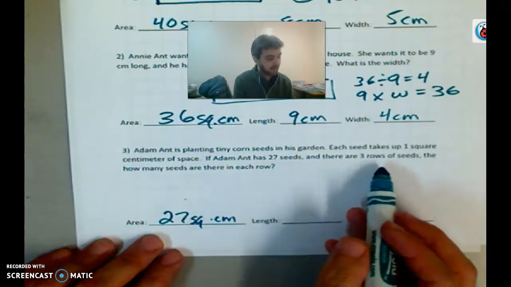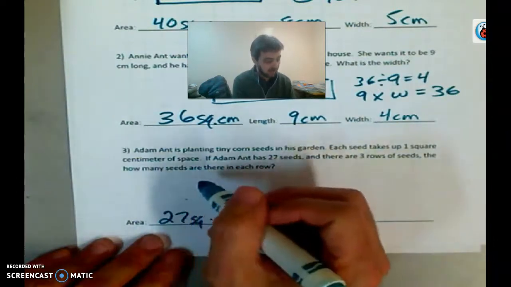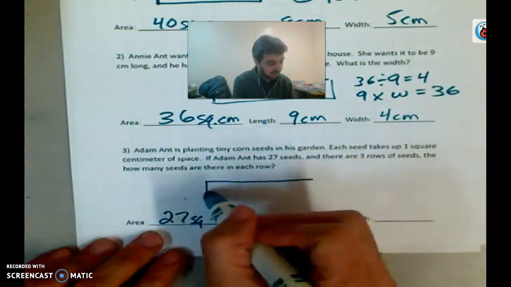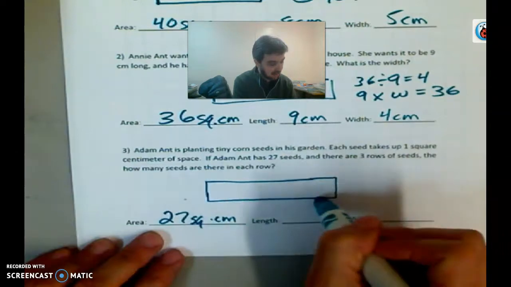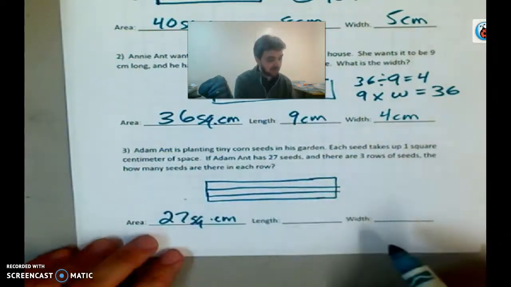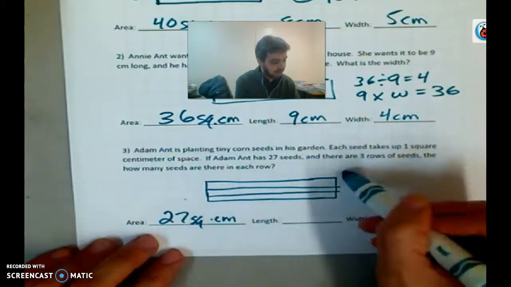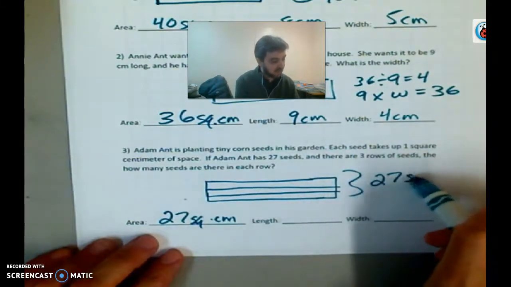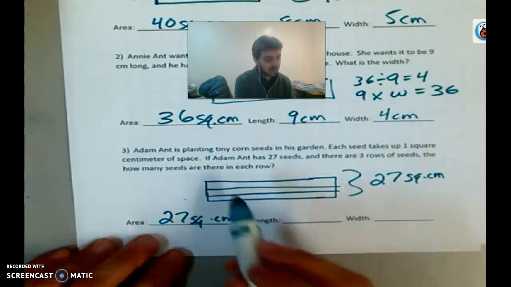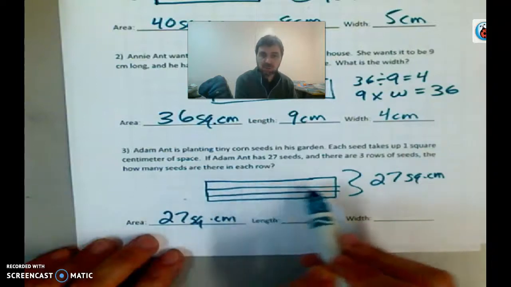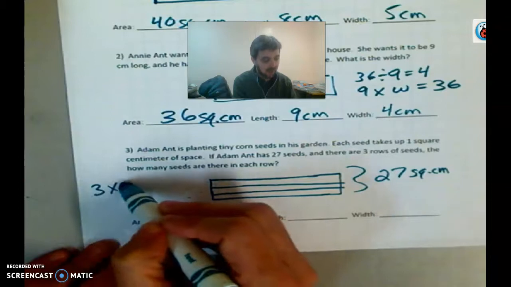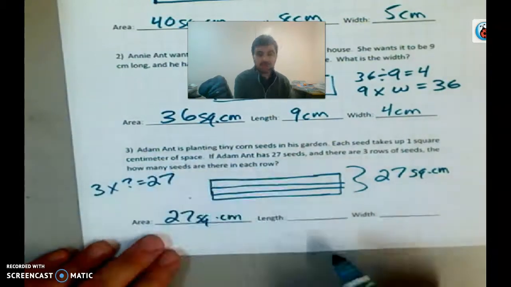Okay, and there's 3 rows of seeds. So we know there's 3 rows. I'm going to think of it like this. There's 1 row, there's 2 rows, there's 3 rows. We know the whole thing is 27 square centimeters, and we know that there's 3 rows. So the question is, how many seeds are in each row to make 27? In other words, 3 times how many seeds in each row gives us 27.